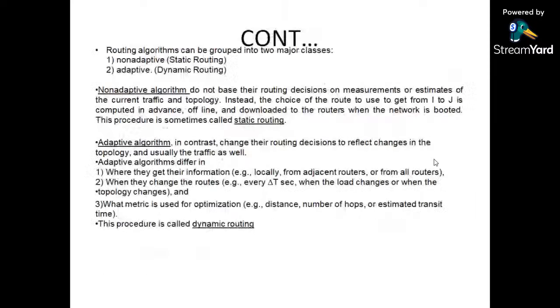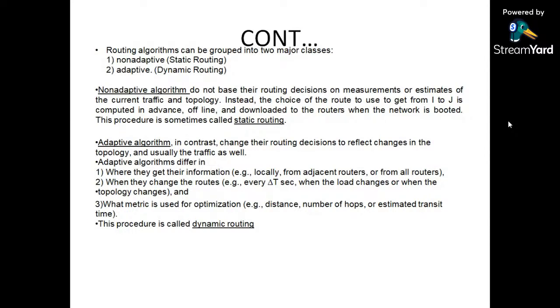So routing algorithms can be grouped into two major classes. First is non-adaptive, that is we call static routing, and second one is adaptive, that is we call dynamic routing. Non-adaptive algorithms do not base their routing decision on measurements or estimates of the current traffic and topology. Instead, the choice of the route to use to get from I to J is computed in advance, offline, and downloaded to the routers when the network is booted.